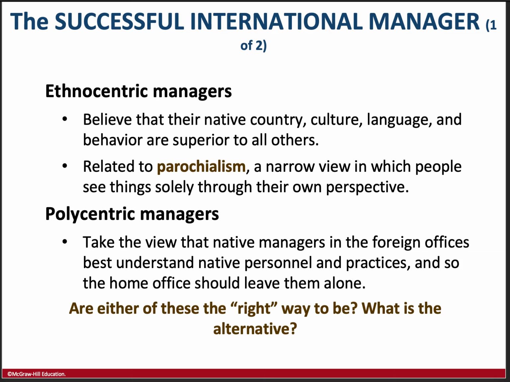When we look at the polycentric manager, they too can run into pitfalls. When you have a really big global company, it's important that your management is cohesive, that it has stickability, and that is important for success. So when you look at these two, are either of these the right way to be? You can see that they both have major pitfalls. So what is the alternative to these two?